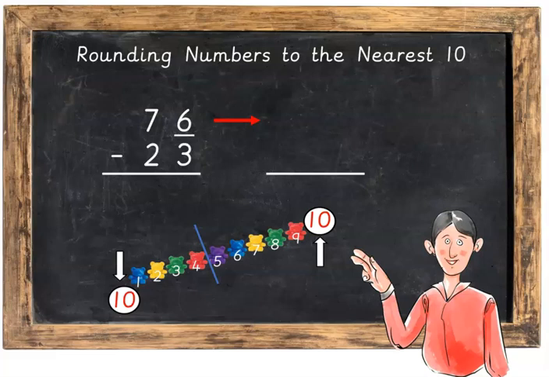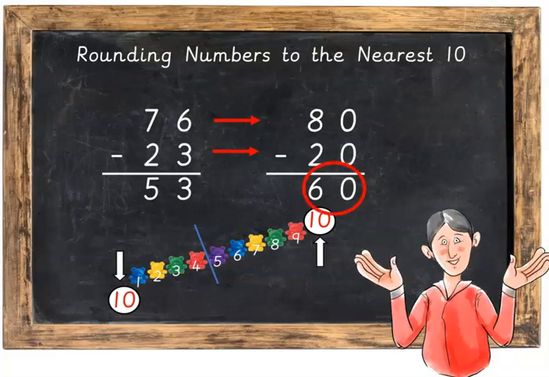Okay, because 76 ends in a 6, it will get rounded up to 80. And then because 23 ends in a 3, that must get rounded down to 20. 80 take 20 is 60. 76 take away 23 is 53. And again, the rounded answer was quite close to the accurate answer.